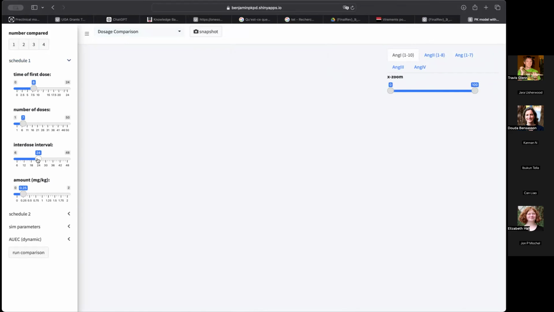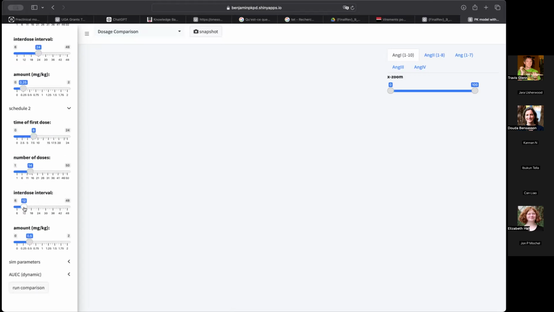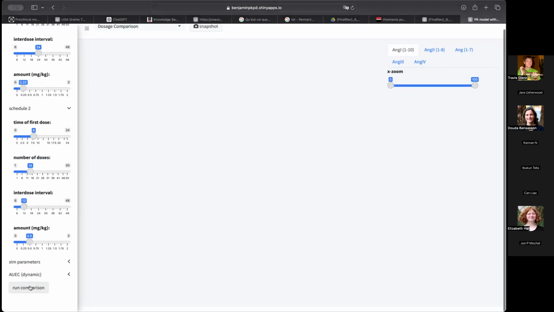And I'm going to give that virtual dog 7 doses. And then the second one is twice a day this time. And again, I'm going to give it for 7 days, so 14 doses in total, because we give the drug in that case twice a day. Then you just click on run comparison over here.